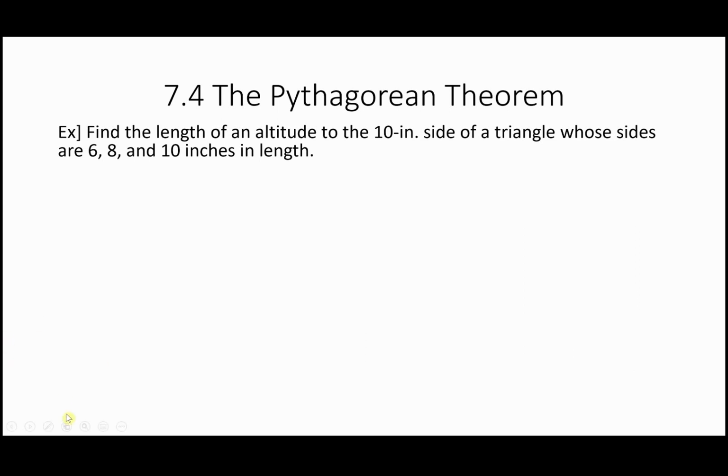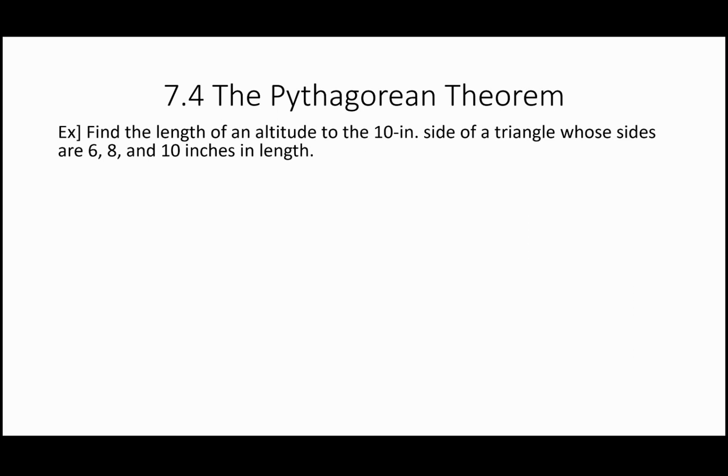All right, so what are we going to do here? I'm just giving you a little bit of a heads up because I already know what's going to be involved in this problem. I don't want anyone to be too frightened here. But we are to find the length of an altitude to the 10-inch side of a triangle whose sides are 6, 8, and 10 inches in length. 6, 8, and 10, huh? That sounds like a familiar relationship in the lengths.